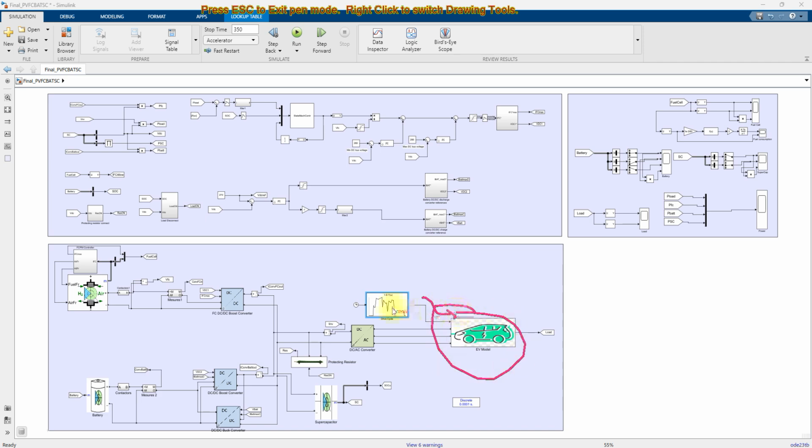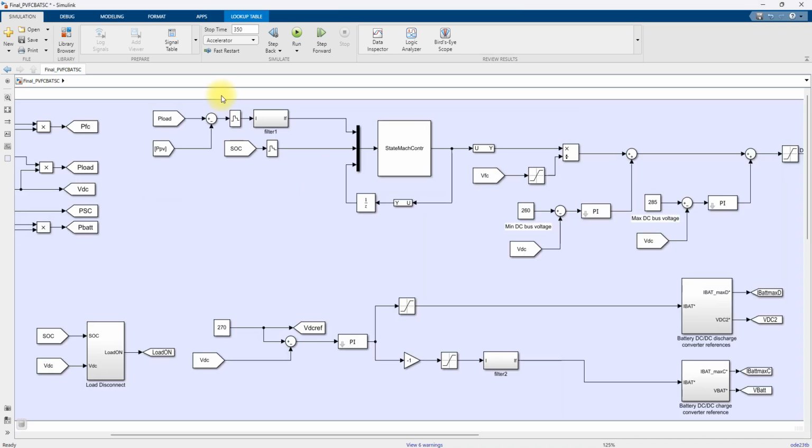When we see the variation in the drive cycle, the power of the EV model also varies. According to that, the fuel cell, battery and supercapacitor will supply power, or take power from the fuel cell, according to this EV power demand. Next we go with the control logic.